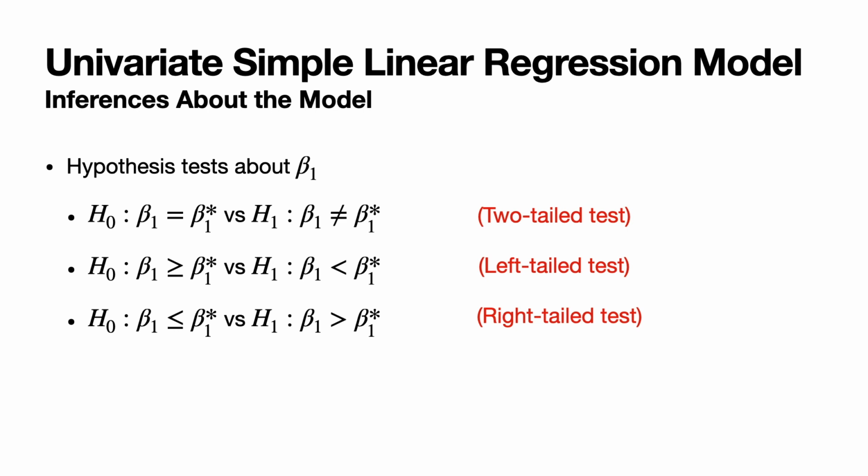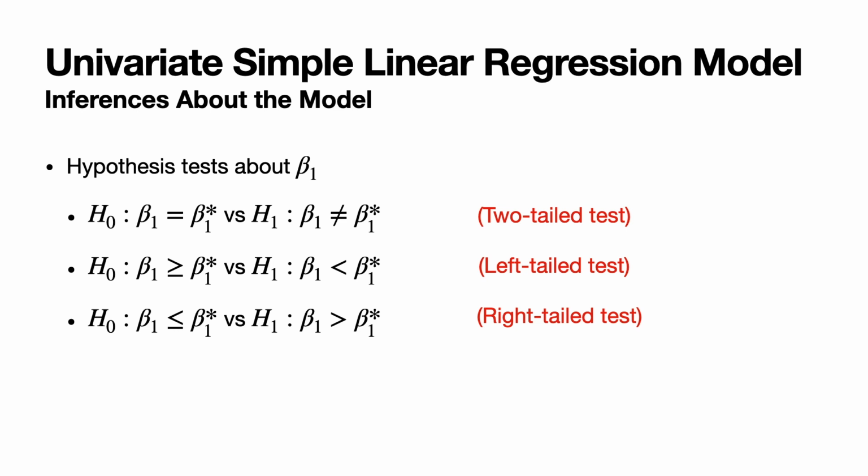All right, then we have the left-tailed test, where we're trying to show that beta 1 is less than some particular value, beta 1 star. And so the null hypothesis would be that beta 1 is greater than or equal to beta 1 star, and we would let the data try to convince us otherwise. In other words, that beta 1 is less than beta 1 star.